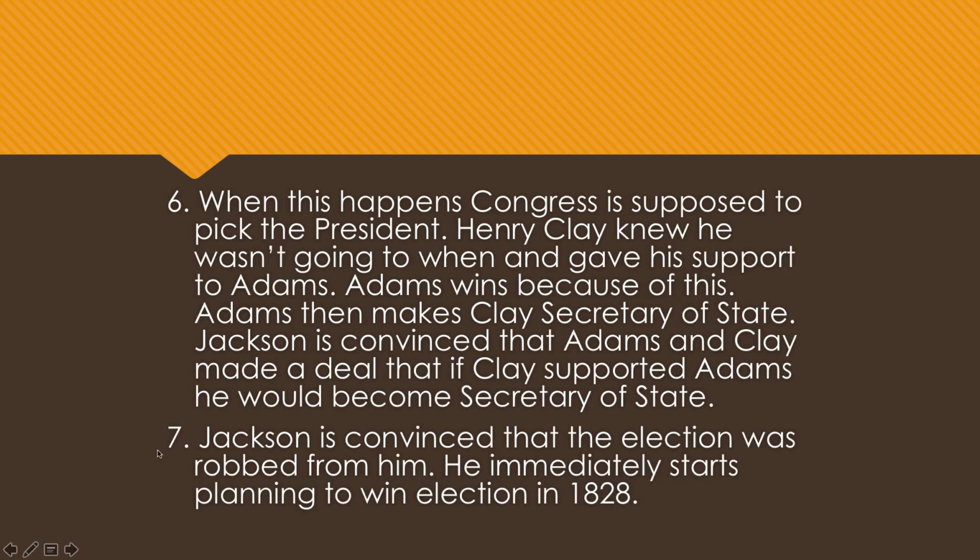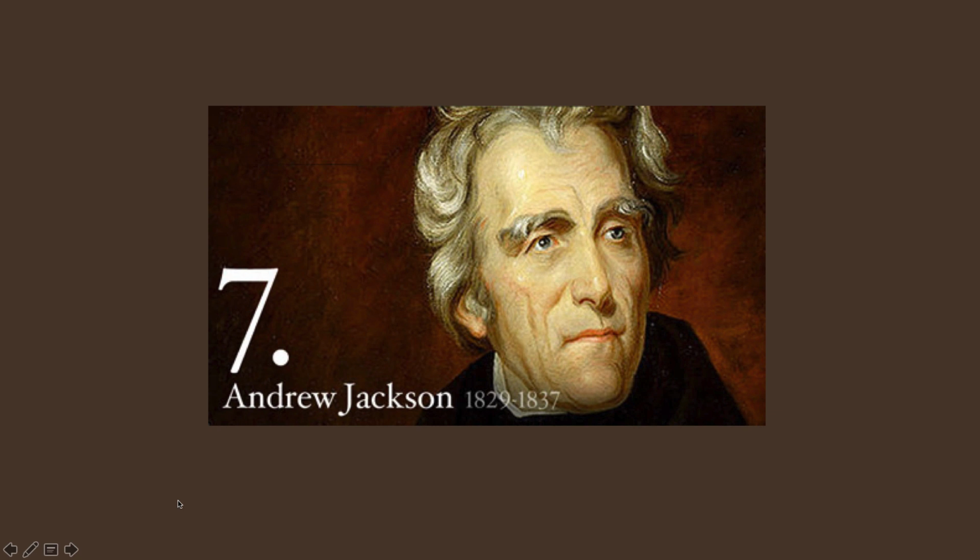Now, the problem for Andrew Jackson is he is convinced that this election was robbed from him because if you look here, after John Adams becomes president, he makes Henry Clay Secretary of State. Now, this is a pretty important position in the United States government. Jackson is convinced that Clay and Adams kind of made a deal with one another, that Henry Clay said, hey, I'll give you all of my supporters if when you win the presidency, you will make me Secretary of State. Backroom deal kind of goes on here. Jackson spends the entire time from 1824 to 1828 devoted to making sure that he will be able to win that presidential election in 1828.